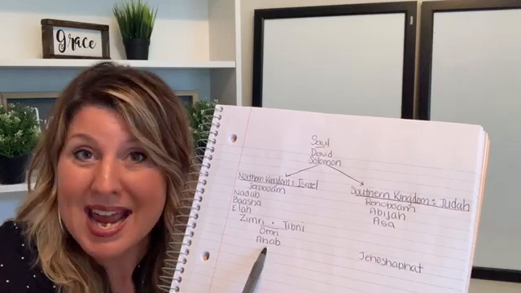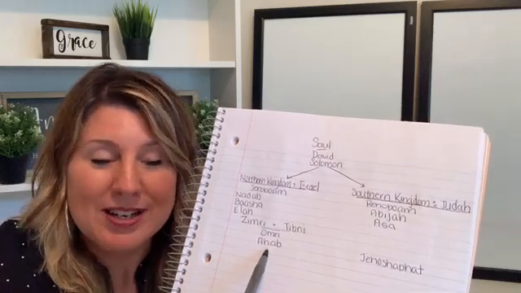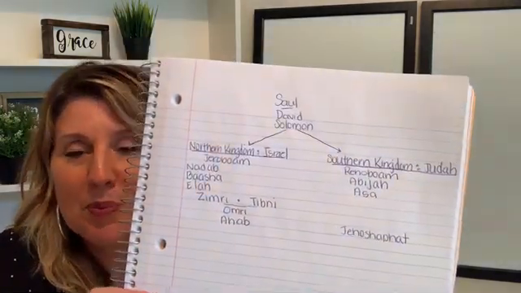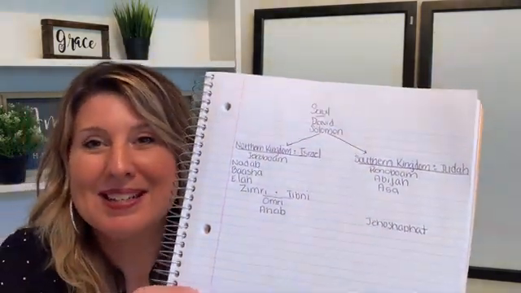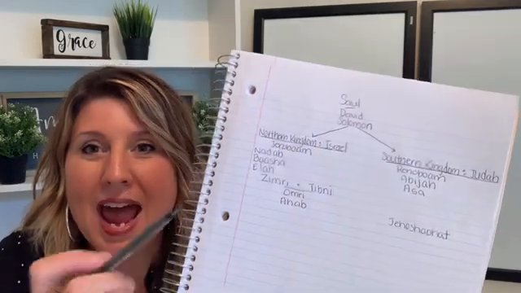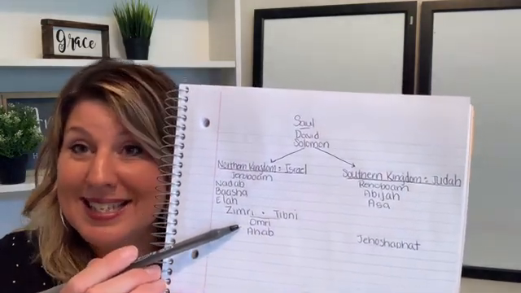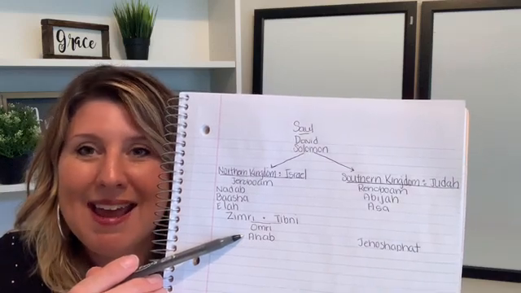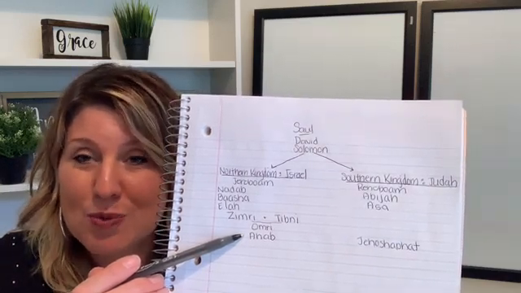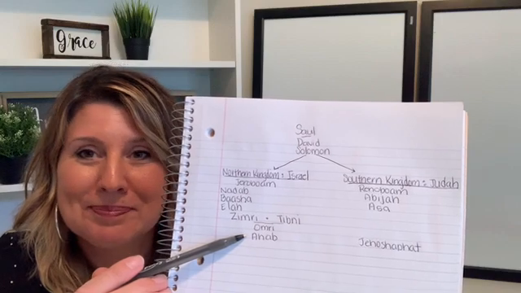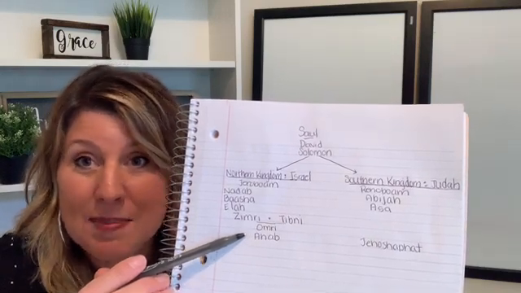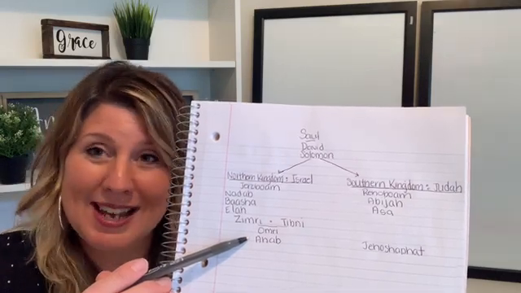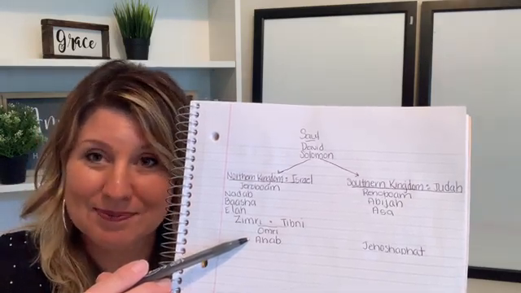Omri's son Ahab marries Jezebel. She and Ahab together bring in Baal worship and Asherah poles. Ahab himself builds a temple in Samaria for Baal and builds a huge Asherah pole for worship. His wife Jezebel kills every prophet of God that she can get her hands on.